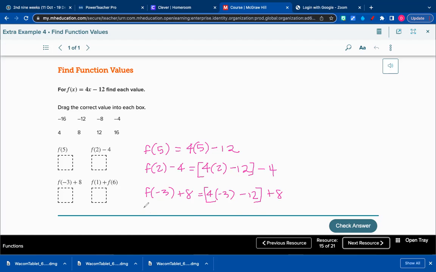F of 1 plus f of 6. F of 1 is 4 times 1 minus 12. That's f of 1. Plus f of 6 is 4 times 6 minus 12. I want to keep those separate. And then I just use my order of operations and I figure that out. Take some time and work on those. See if you can get those right. You can go in your McGraw-Hill and do the same thing.